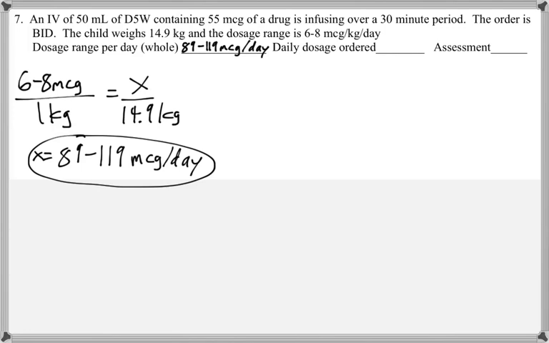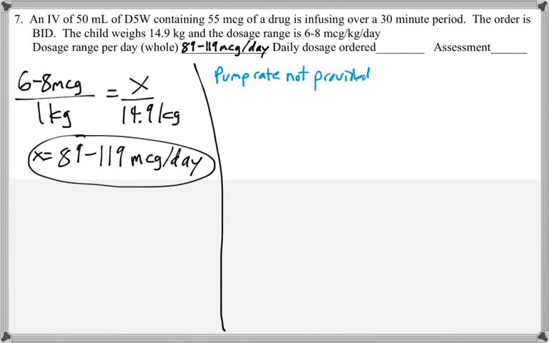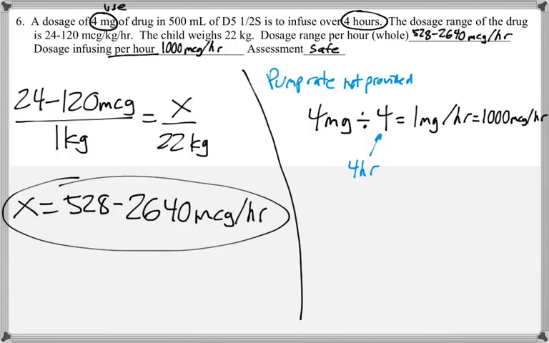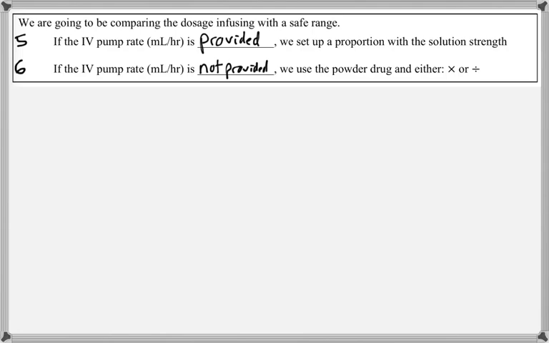So now they want us to find the daily dosage ordered, and this is where we have to decide if the pump rate is provided or not. And the pump rate is given in mLs per hour, and I do not see it here. So the pump rate is not provided. So this question is like the second option.